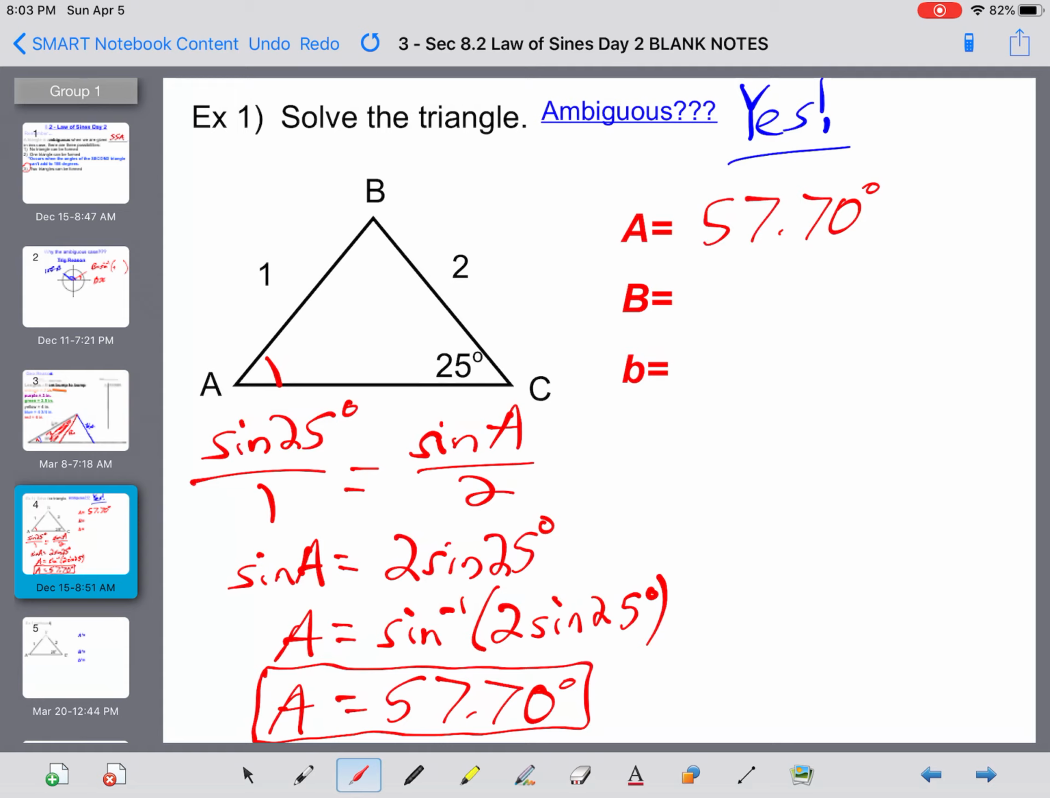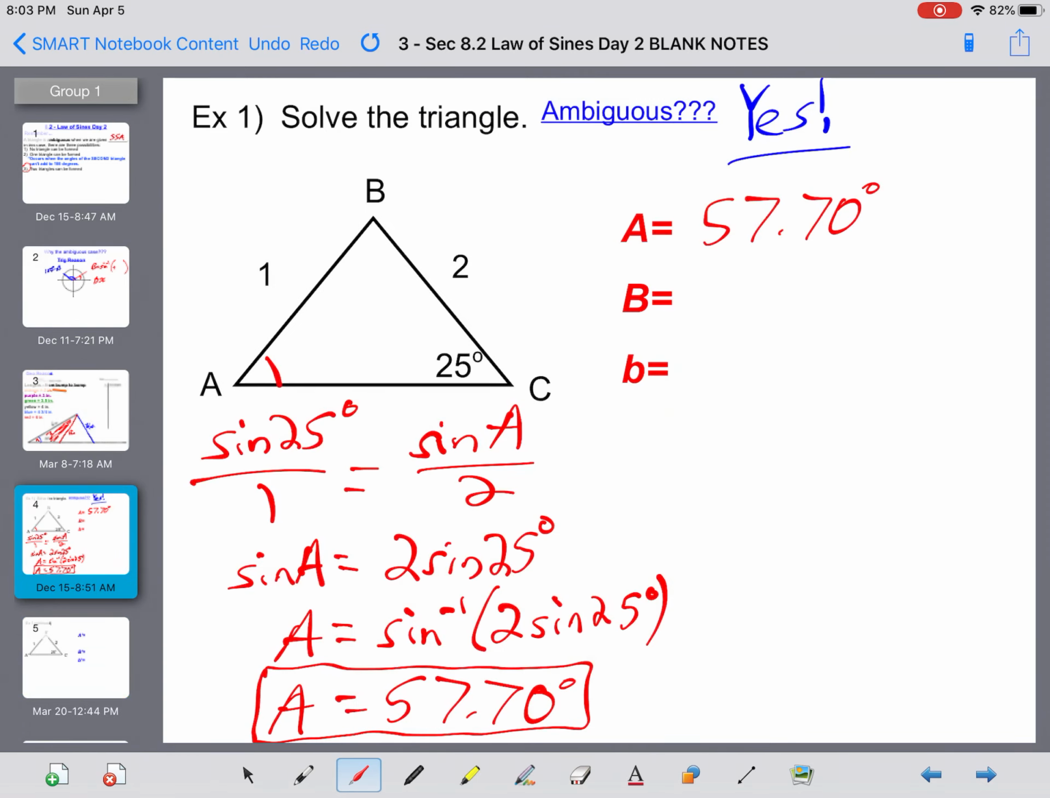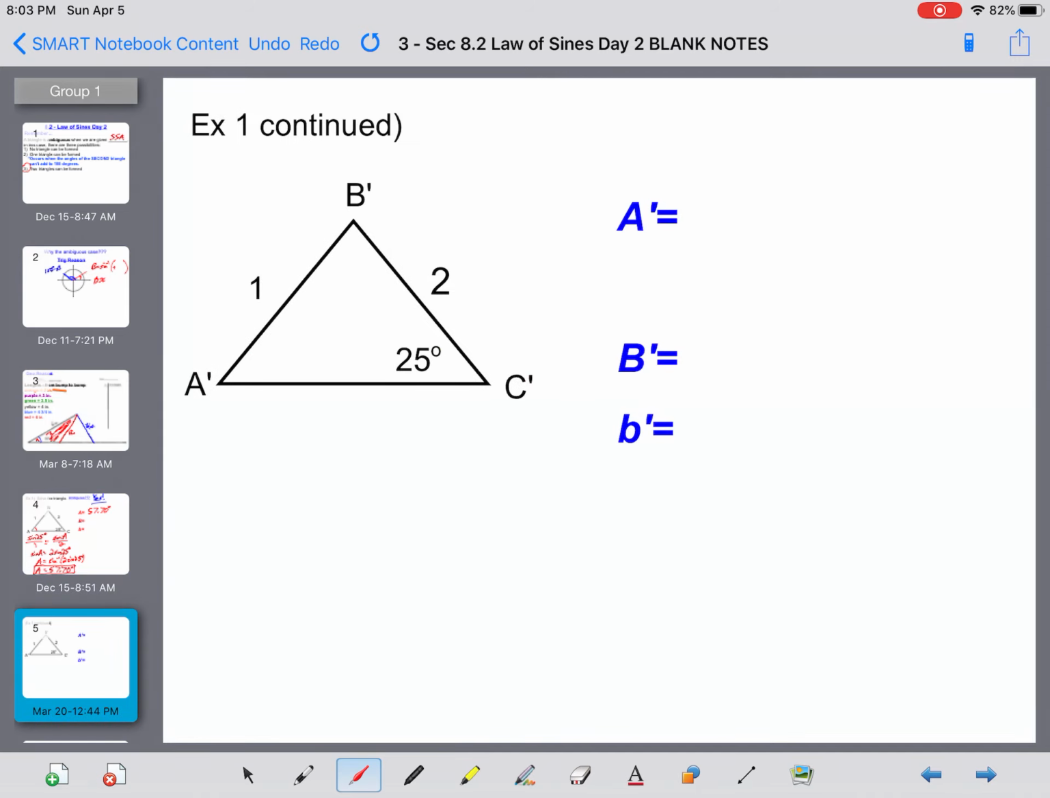If angle A is 57.7 degrees in quadrant 1, then the other angle A. Now see what I've done here? This is the exact same triangle to start, the 25 degrees, the 2 and the 1, right? So here's the first triangle, 25 degrees, 2 and 1. Here's the second. All I did was I used the same letters, but I put that little apostrophe up there.